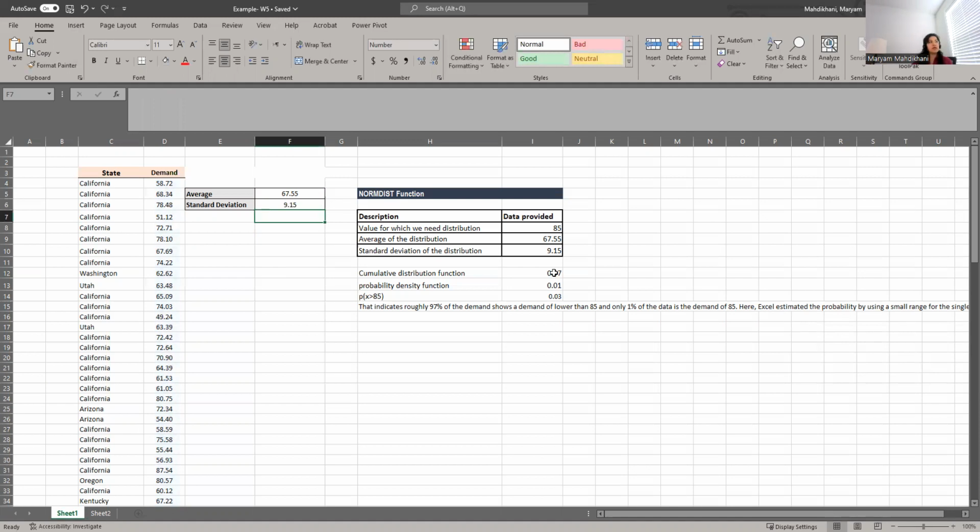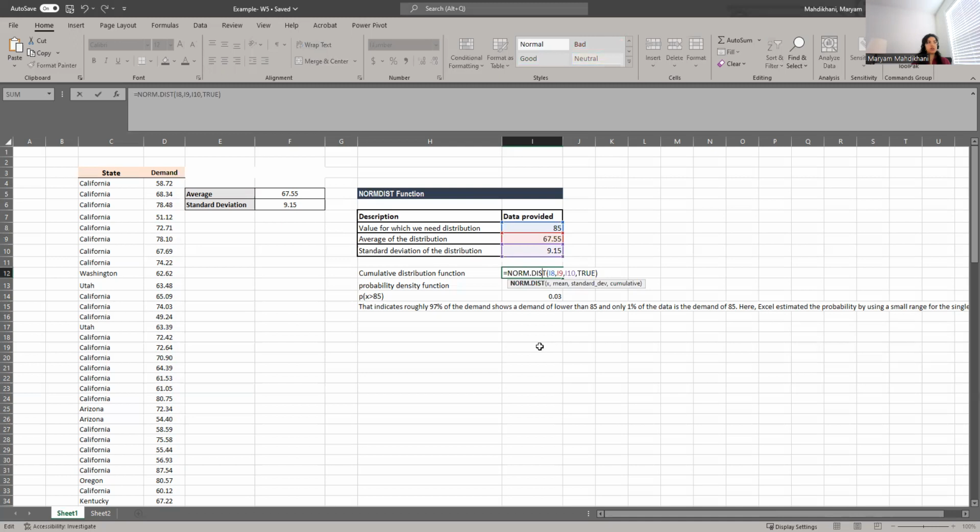Now I have the table here. It says we have the demand equal to 85. The average of our distribution is here, I put this number here. The standard deviation of the distribution is 9.15, and I put that number here also. So it's asking me to calculate the cumulative distribution, or the probability that this 85 is higher than the rest of the data set.